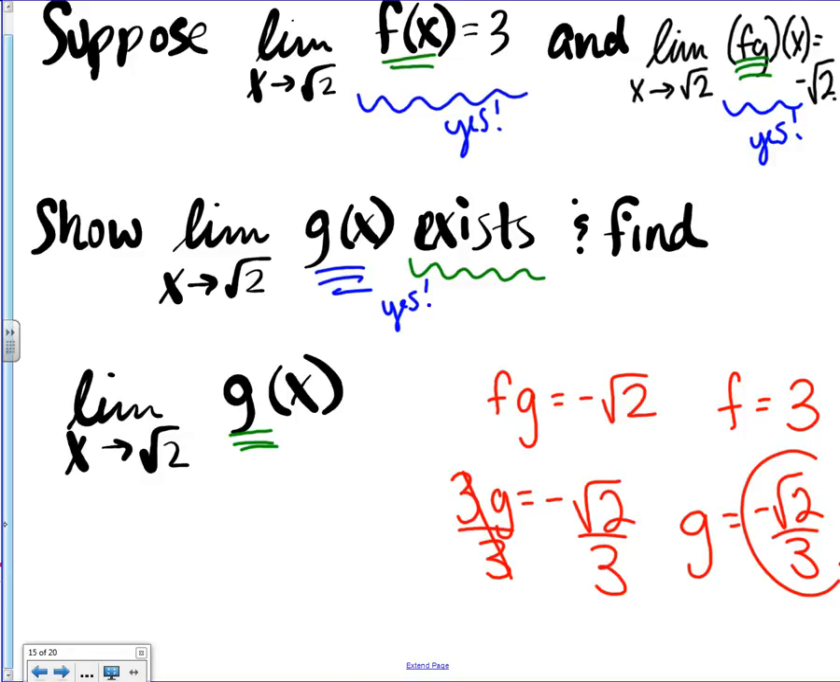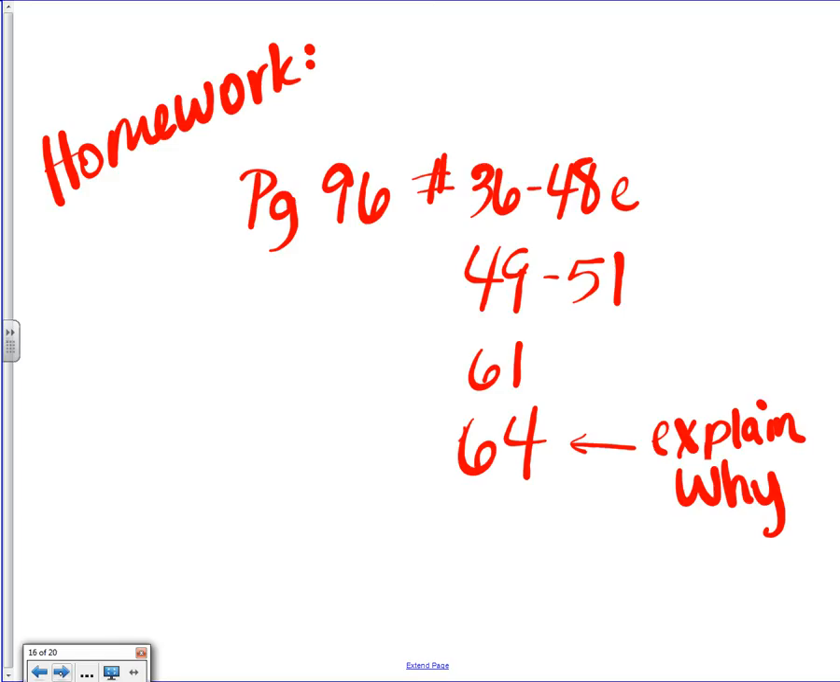All right, that concludes our notes for today. This is your homework. Please notice that for number 64, it says you need to explain why that is true. So I will be looking for an explanation. Tomorrow when you come into class, I'll check your homework that was due today, and I will also check this homework that I just assigned to you, and we will move on.